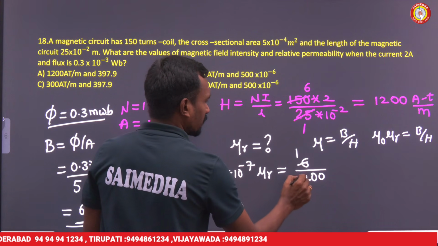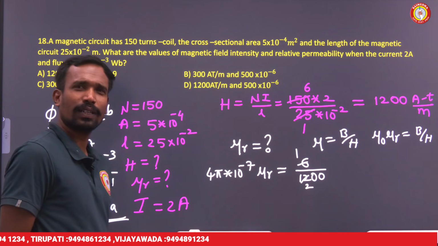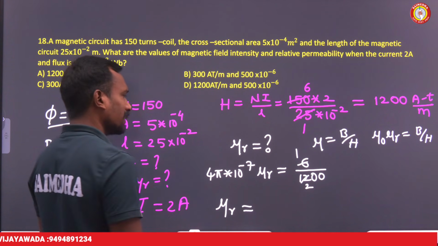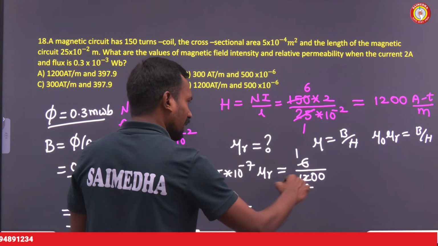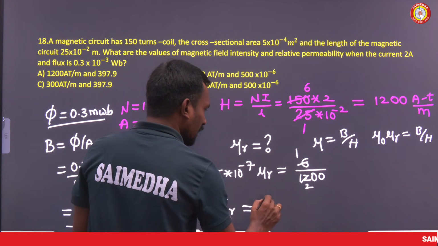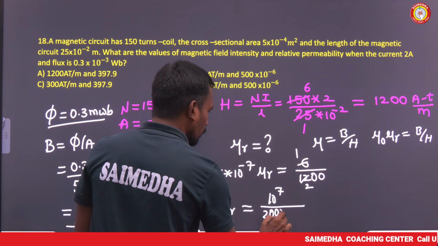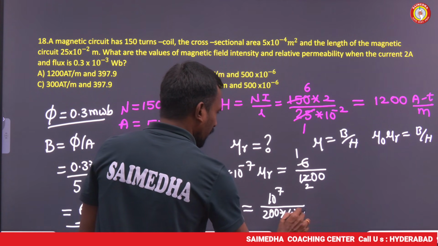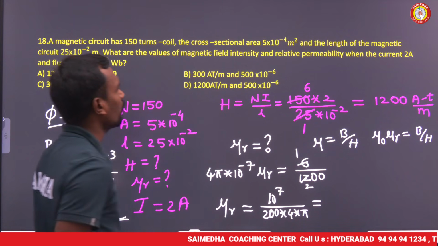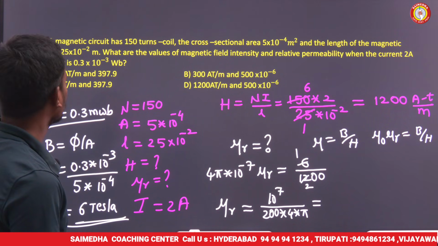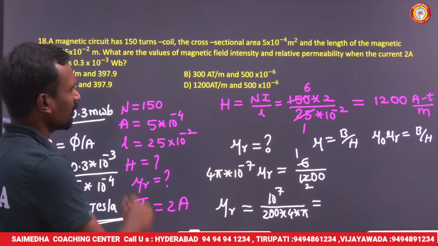H is 1200. 6 ones are 6, 6 twos are 1 by 200, where mu r is equal to... What happens, sir? Can you tell me? This minus 7 will come as a plus 7. Plus 7 by 200 into 4 into pi. 200 into 4 into pi. What will be the correct answer? Yes? Are there any points?